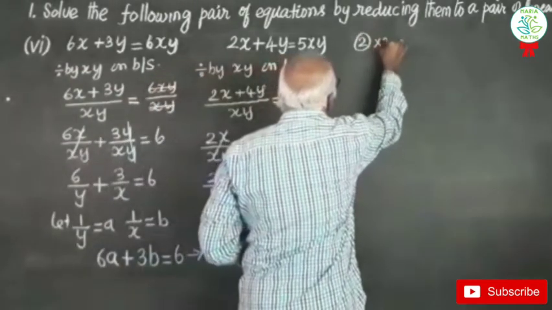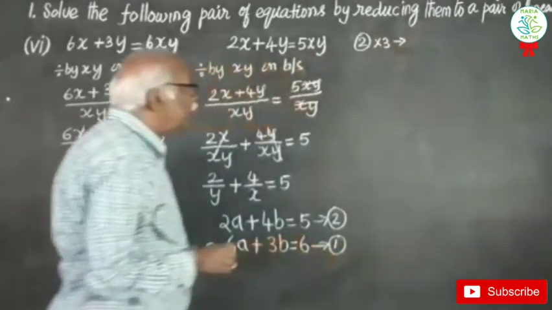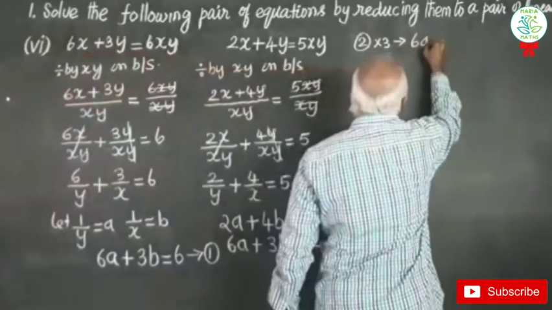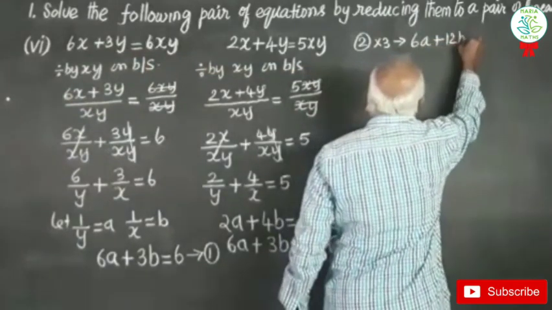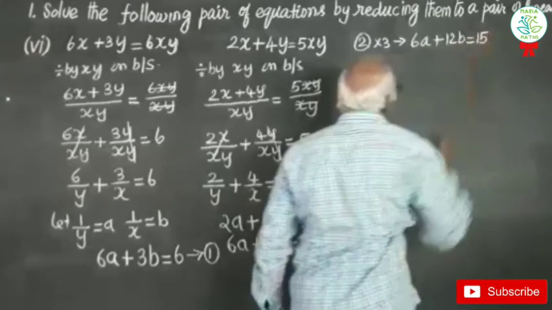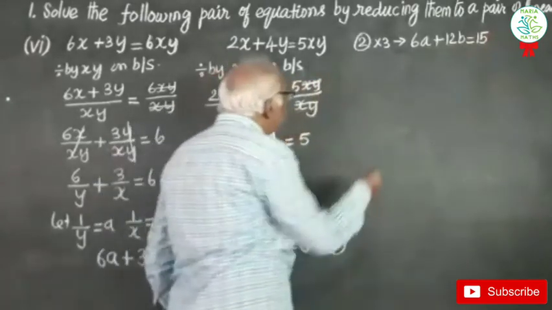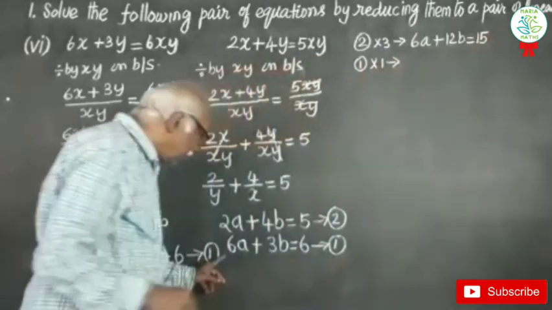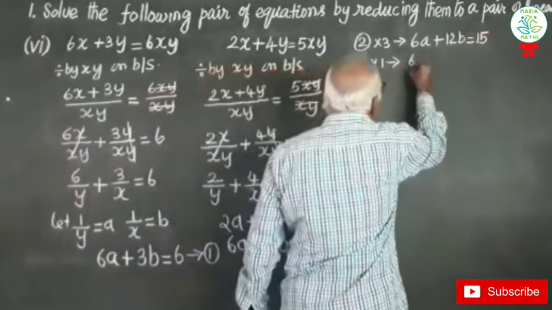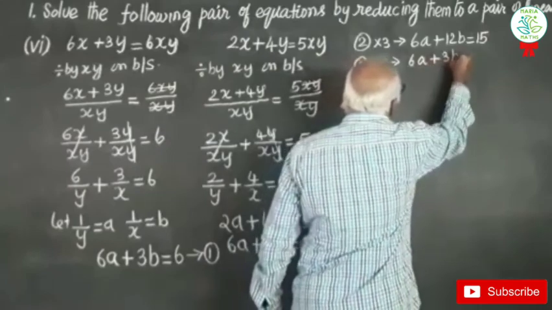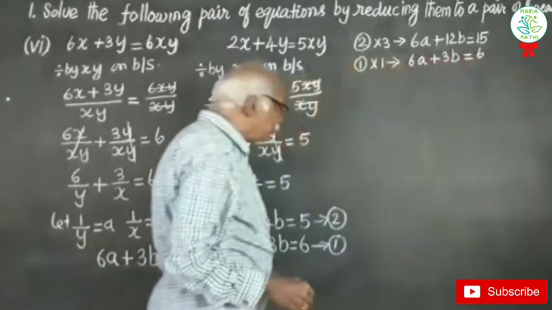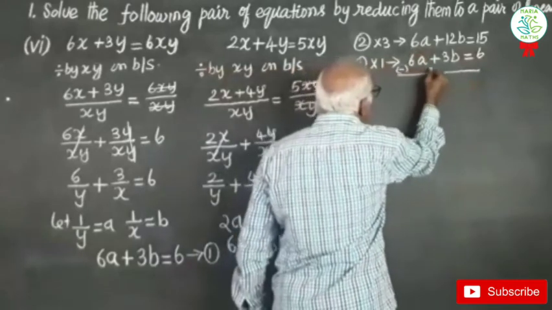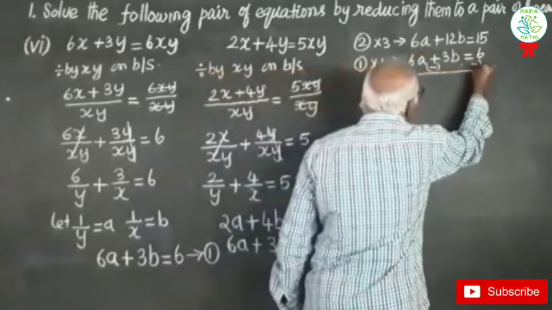Equation 2 into 3: 6a plus 12b equal to 15. 3 into 5, 15. Equation 1 into 1 is equal to 6a plus 3b equal to 6. Now change the sign. Minus sign, minus sign, minus sign.